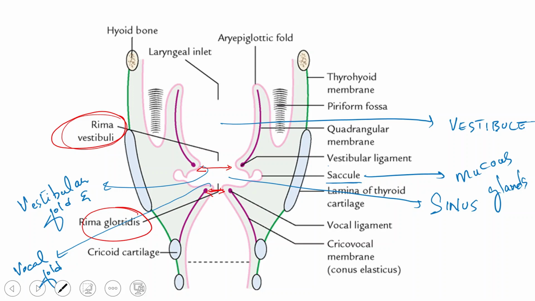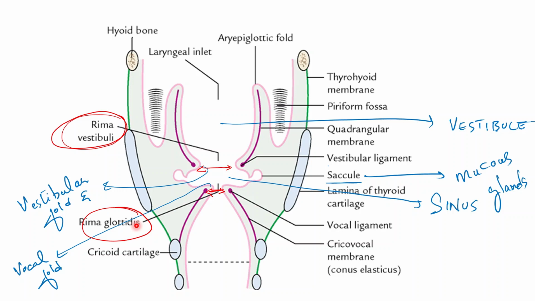Whereas the rima glottidis is called the entry valve of the larynx, as this rima glottidis permits the air exit in expiration. I repeat, the rima glottidis permits the air exit in expiration and prevents air entry in inspiration. Hence, it is called the entry valve. One can hold the breath at the end of expiration, which is done by the rima glottidis.